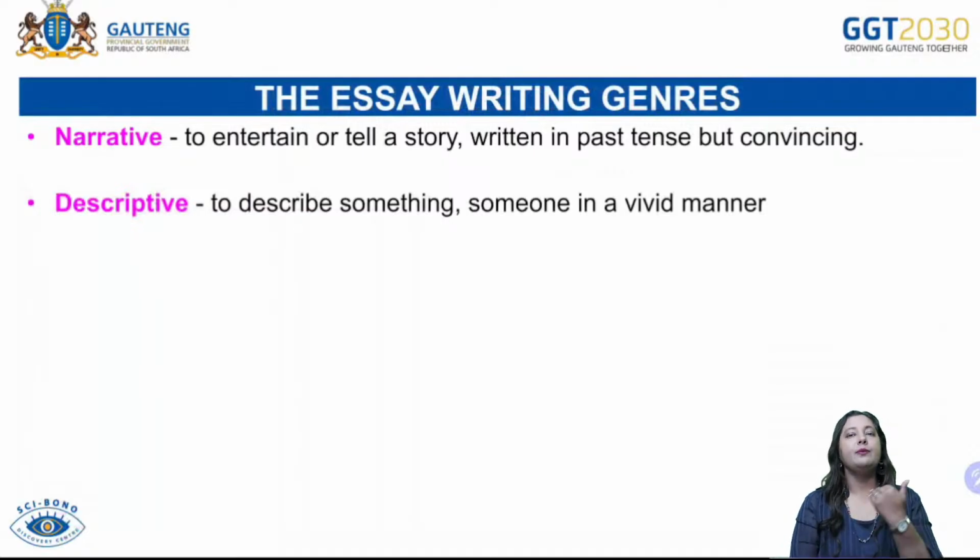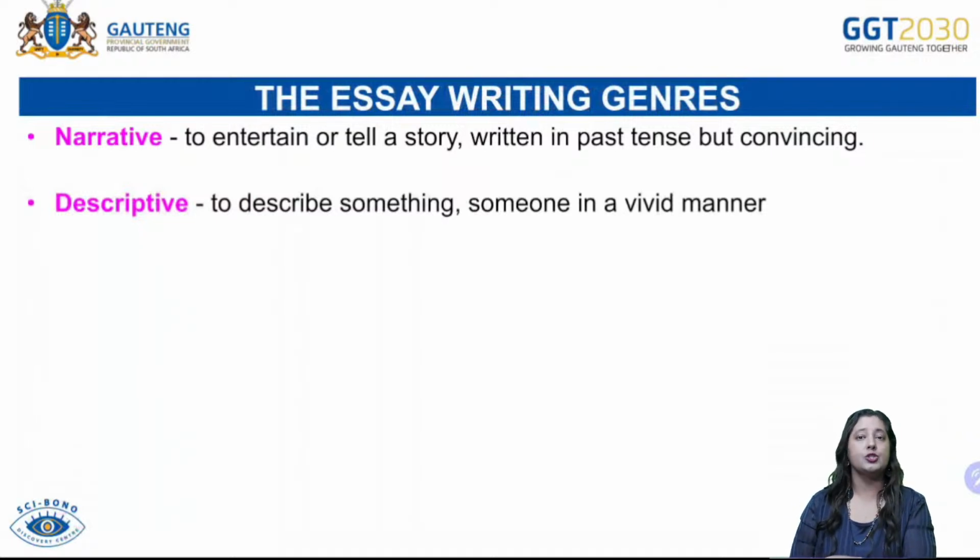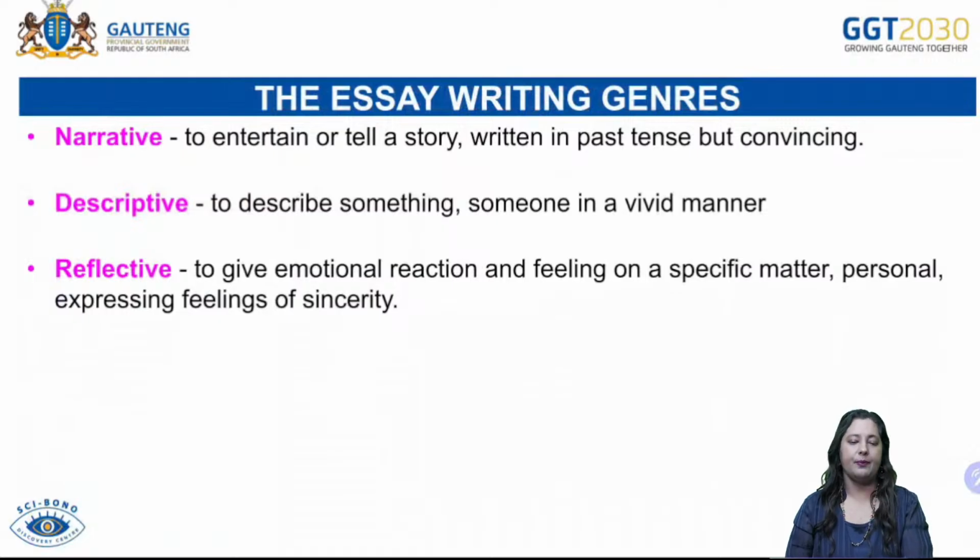All right. Then we've got the descriptive genre, and that is where we are describing something in a very vivid manner. Okay. So you're making use of a lot of strong adjectives and then obviously verbs and things there as well. So strong adjectives must come through.